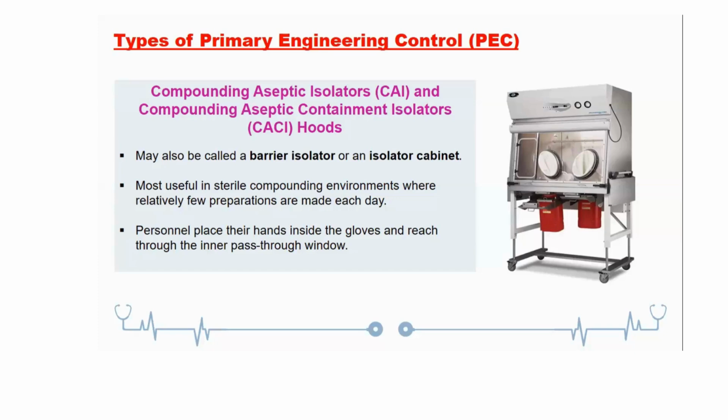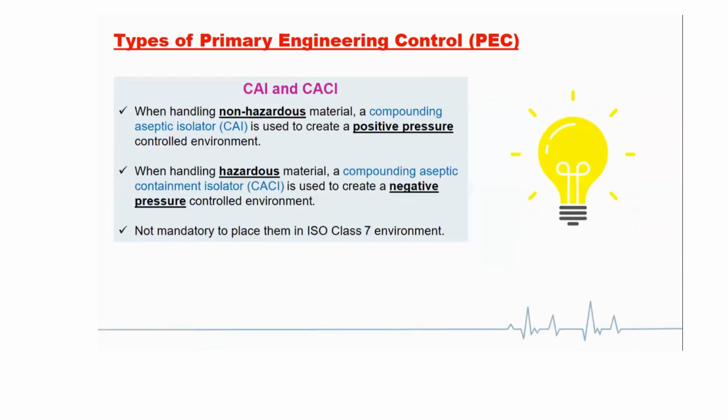There is an antechamber. Prior to each compounding run, the personnel bring only the items required for the compounding process into the cabinet and make sure that the interior door of the antechamber is closed before introducing any material into it. It's important to know that when handling non-hazardous material, a compounding aseptic isolator is used due to its positive pressure nature, while when handling hazardous material, a compounding aseptic containment isolator is used due to its negative pressure nature. And it's important to clarify that one of the main advantages of CAI and CACI is that it is not mandatory to place them in an ISO class 7 environment.